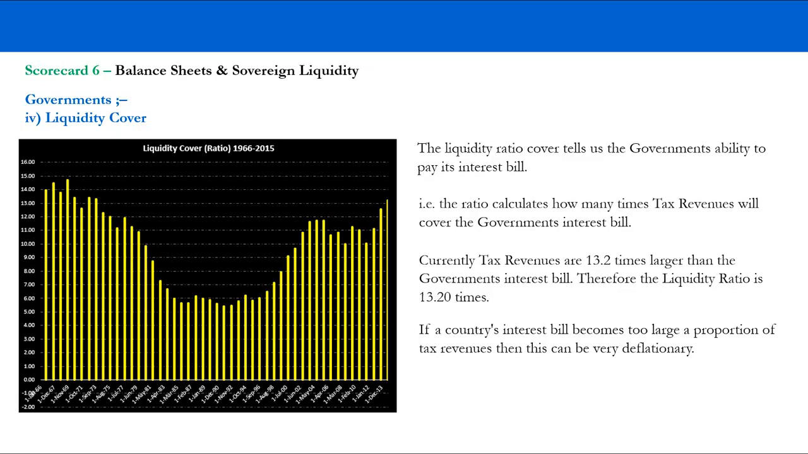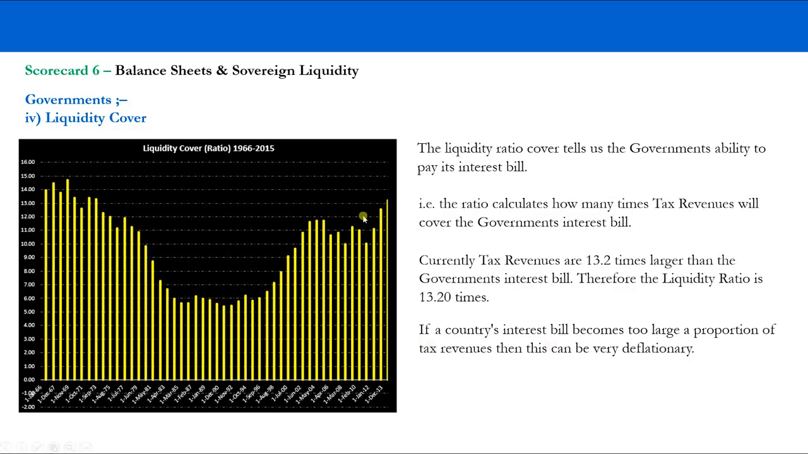And when we look at this, it actually gives us a good gauge of current and future levels of inflation or deflation. So the ratio basically calculates how many times tax revenues cover the government's interest bill. And if we go into the spreadsheet and look at the data, we're going to find that currently tax revenues are 13.2 times larger in the United States than the government's interest bill. Therefore, the liquidity ratio is 13.2.